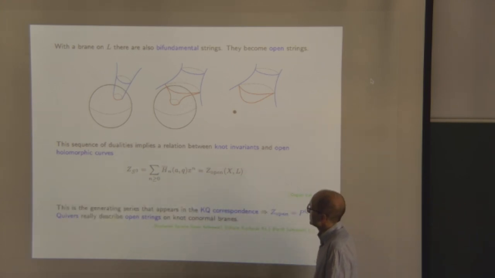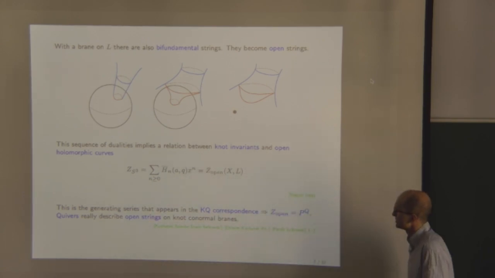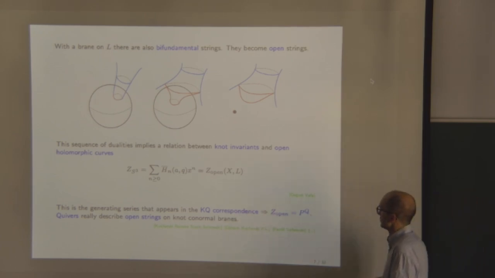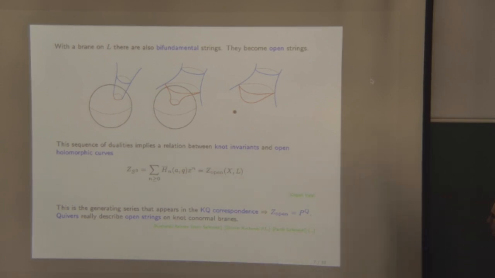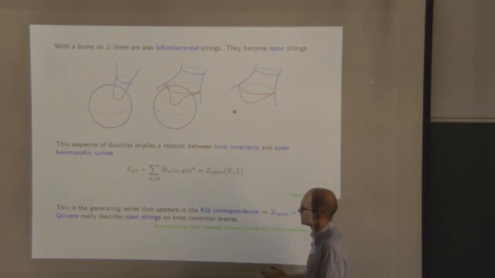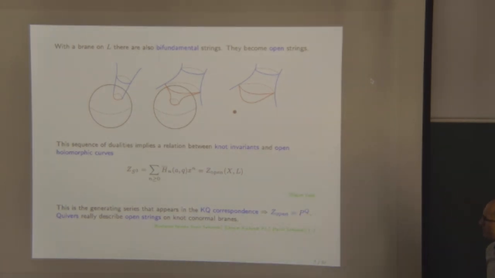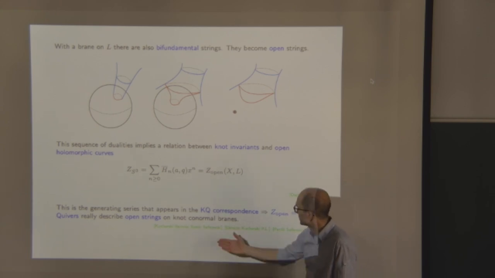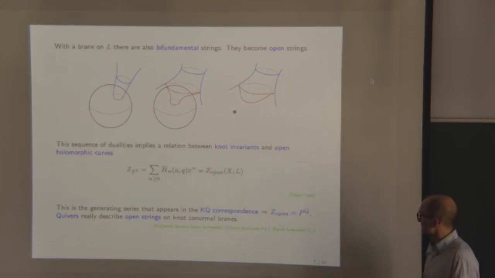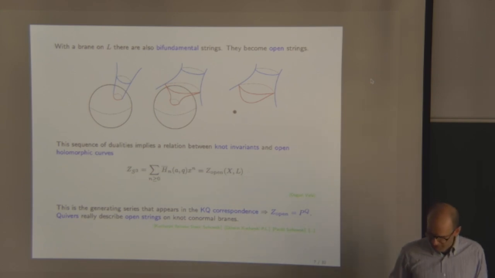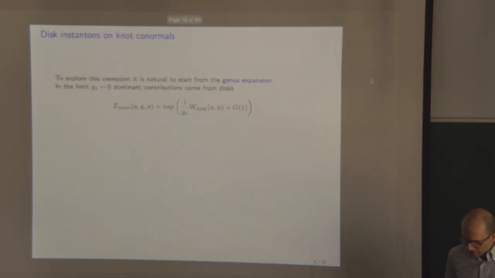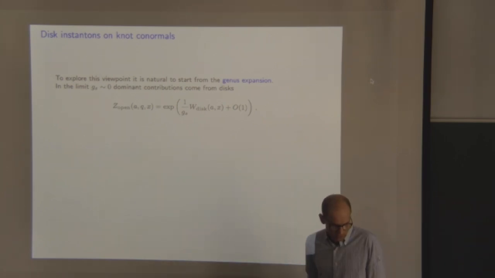Now, this partition function is exactly the generating series that appears in the knot-quiver correspondence. So the knot-quiver correspondence says that the open string partition function is described by a quiver, and one can take this to mean that quivers really describe not so much knot invariants, but rather open strings ending on knot conormal branes. So this is the viewpoint that was already taken in the original papers. We studied this in some detail, and it's been expanded also in other contexts beyond knots. And to go into detail about this, that's what we're going to do next.